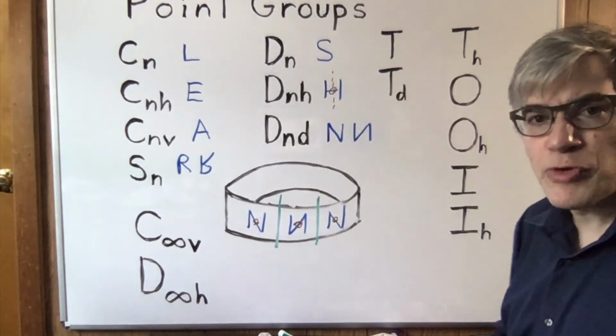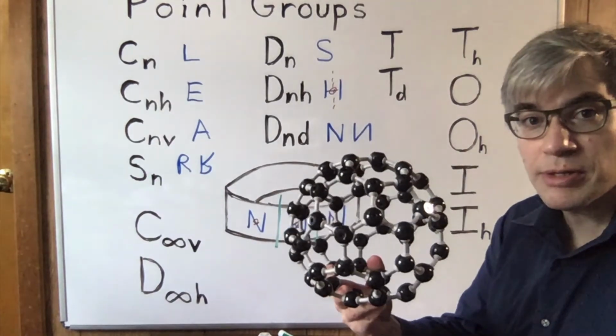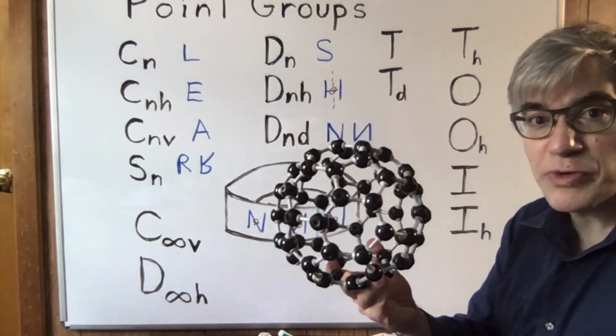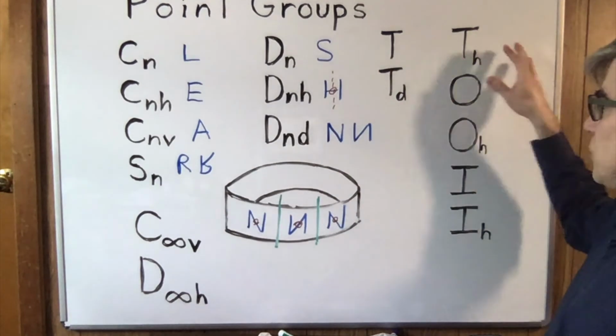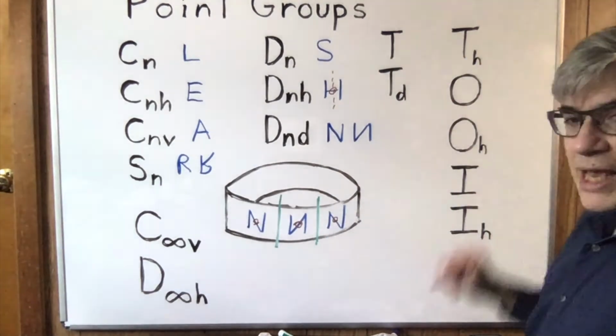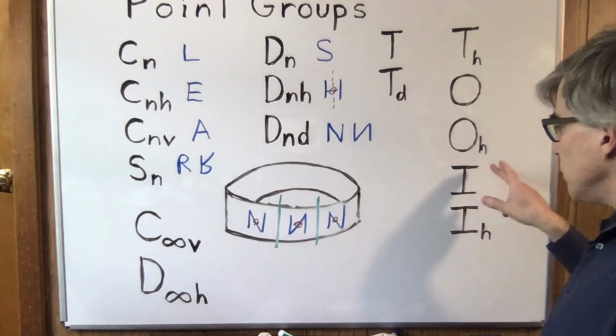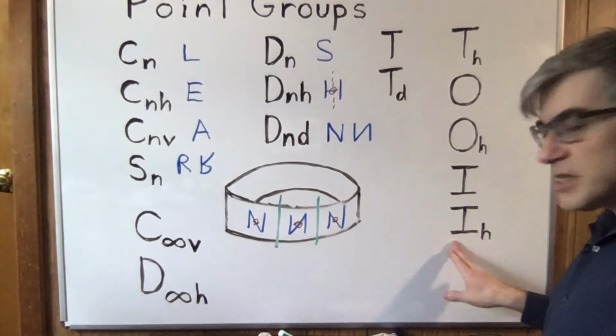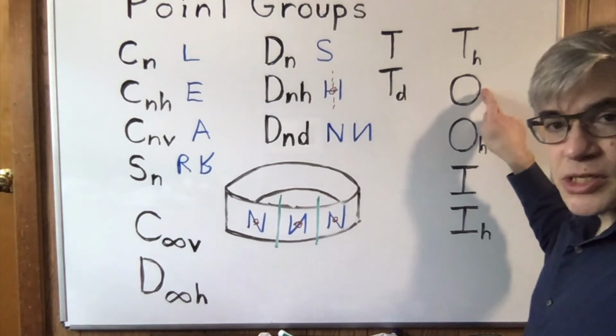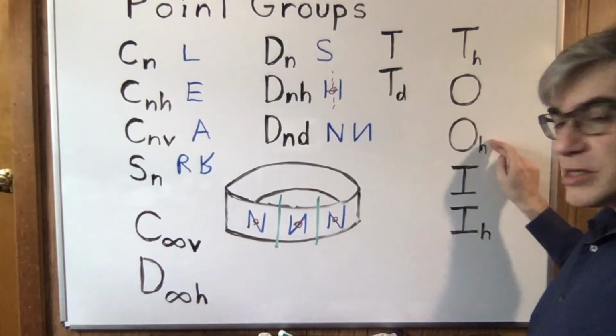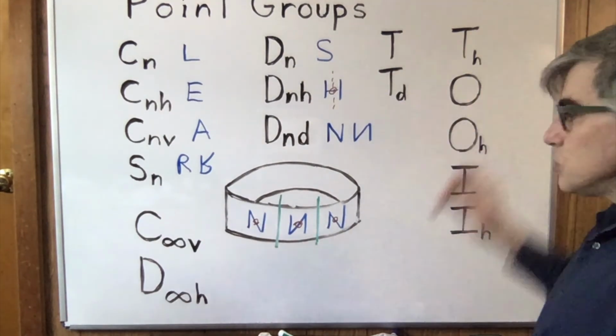I is the group of rotations of an icosahedron. Buckyball shares the symmetry of an icosahedron, though it isn't one. Now, you can also have versions with H, which includes inversion. So in the case of icosahedron, this has 60 elements and this has 120. This has 24 elements and this has 48. And those are all the point groups.